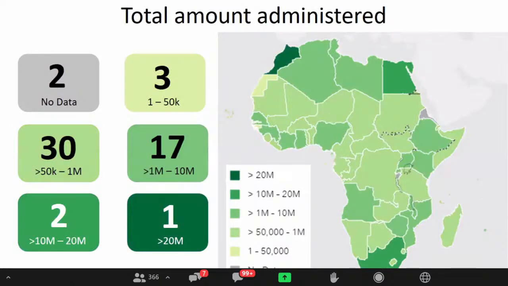So these are absolute numbers of the quantity of vaccine that has been used by countries. The darker the color, the more vaccine has been used in the country. And you can see that the darkest of all is Morocco, and then that's followed by South Africa and Egypt. And then you have 17 other countries between 1 and 10 million, and then 30 between 50,000 and 1 million, and 3 between 1 and 50,000. And those are really small countries.